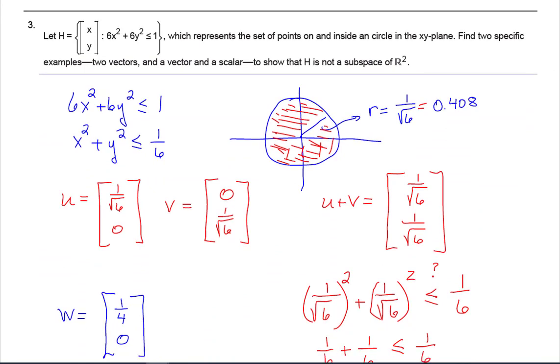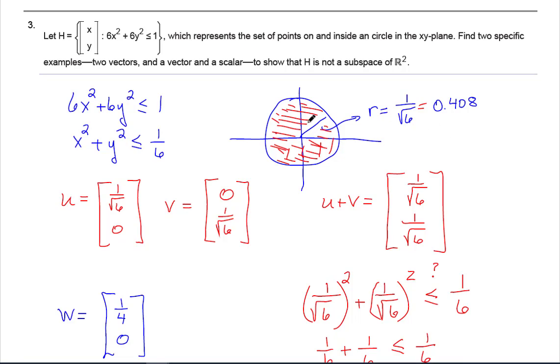Alright, in question 3, we have all vectors of the form x and y where 6x squared plus 6y squared is less than or equal to 1. And so if you divide through by 6, you see that consists of all points in a circle of radius 1 over square root 6, centered here at the origin. And 1 over square root 6 is about 0.408.